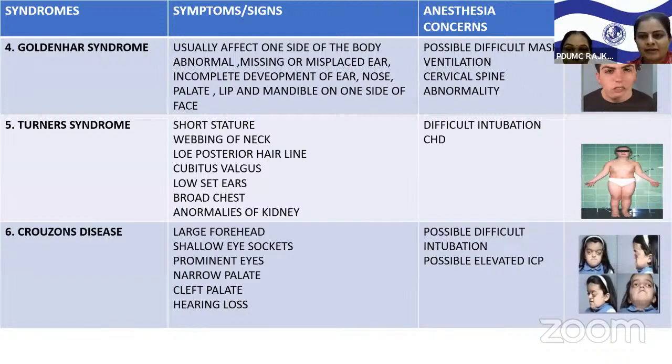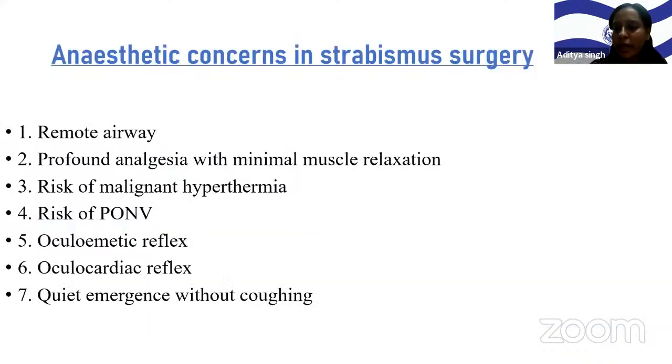What are the anesthetic concerns in a strabismus correction surgery? Anesthetic concerns are that the airway is remote, and we have to give prolonged analgesia with minimal muscle relaxation, and there'll be risk of malignant hyperthermia. There is risk of postoperative nausea and vomiting, and there is oculocardiac reflex, and there is oculoemetic reflex, and you should have a quiet emergence without coughing.